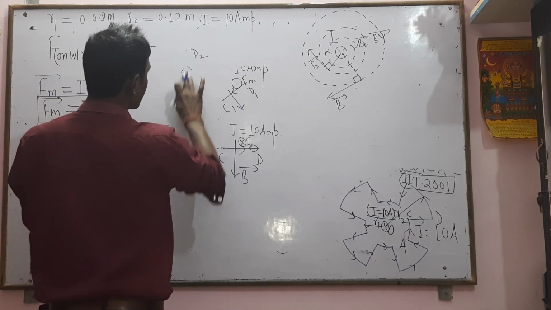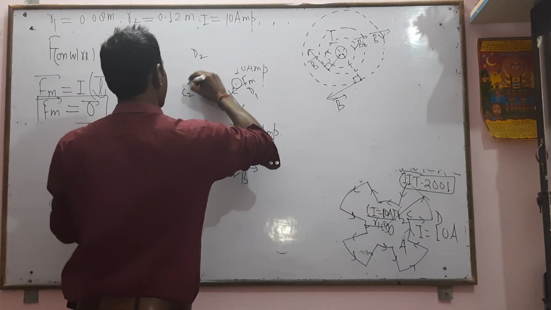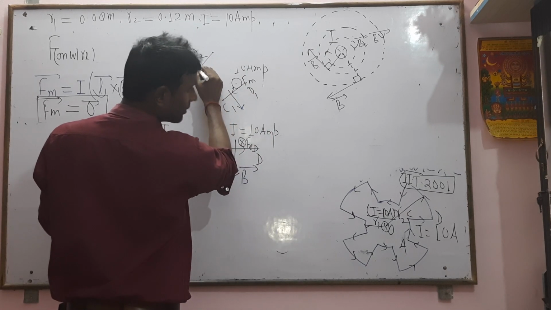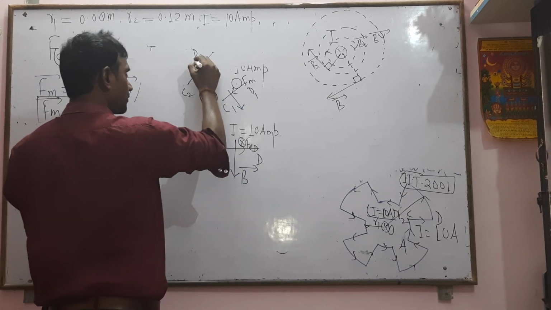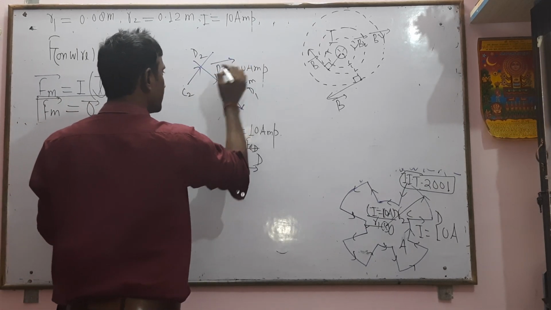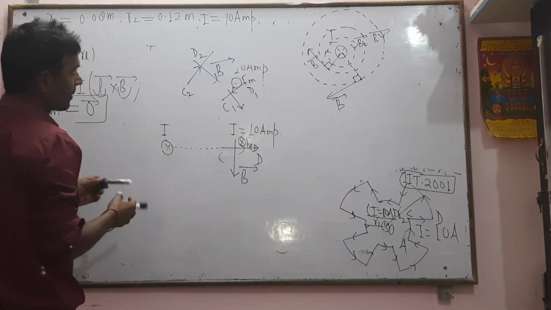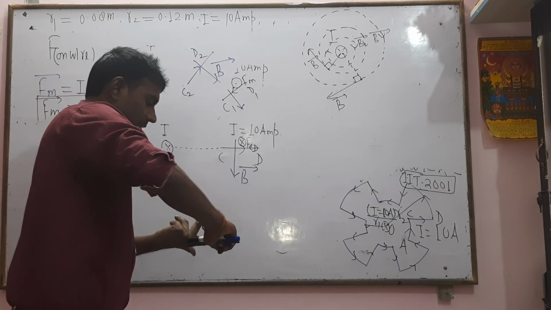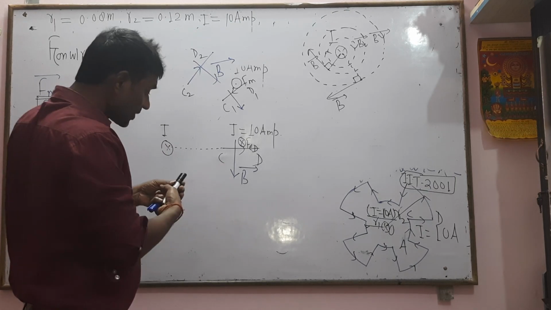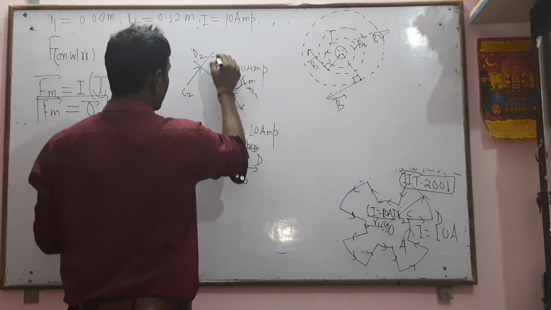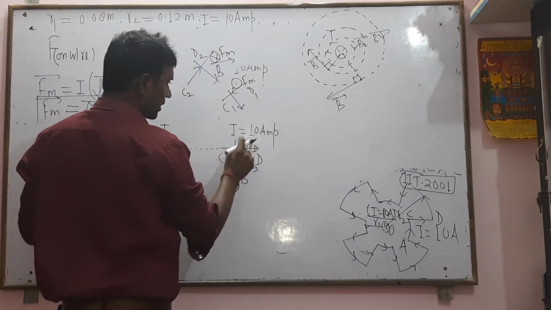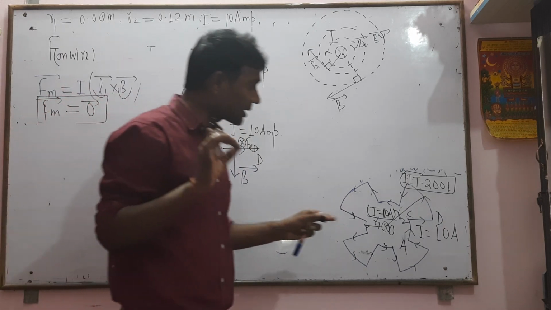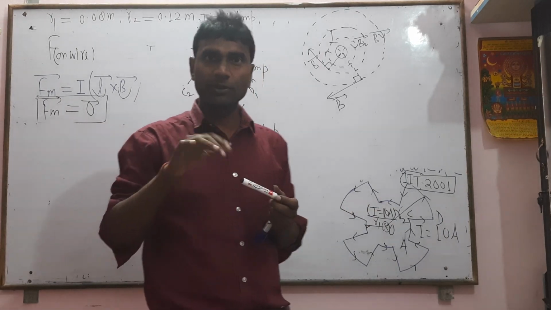For these situations, let us suppose this is C1, C2, D2. So the direction of the current will be in this direction, and the direction of the magnetic field is perpendicular to it. This is the B vector. For this situation, the direction of the magnetic field is this and the direction of the current is this. This is inward. So the direction of the magnetic force will be outward, inward, outward, inward. So there are four cases inward and four cases outward.